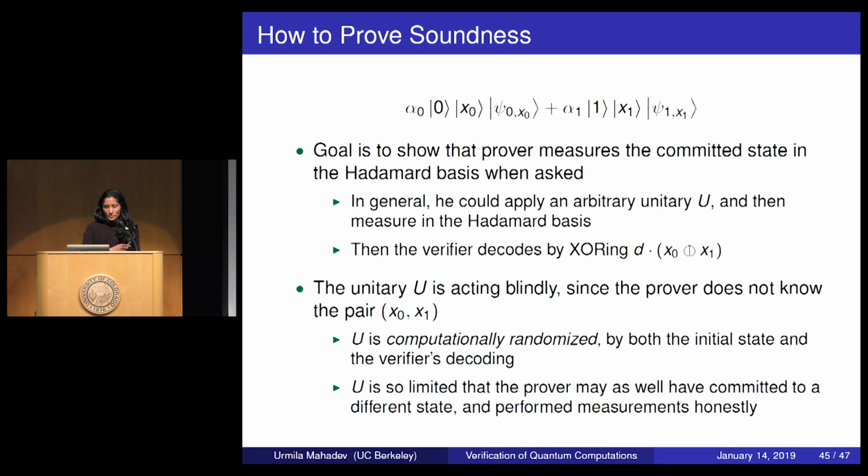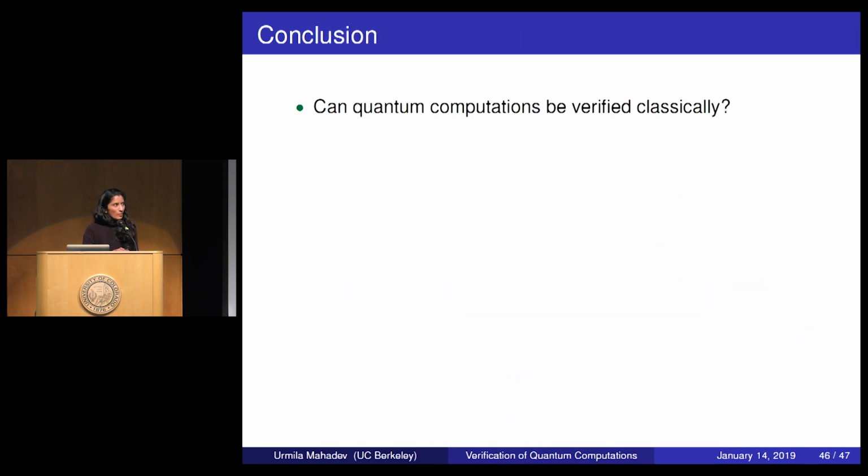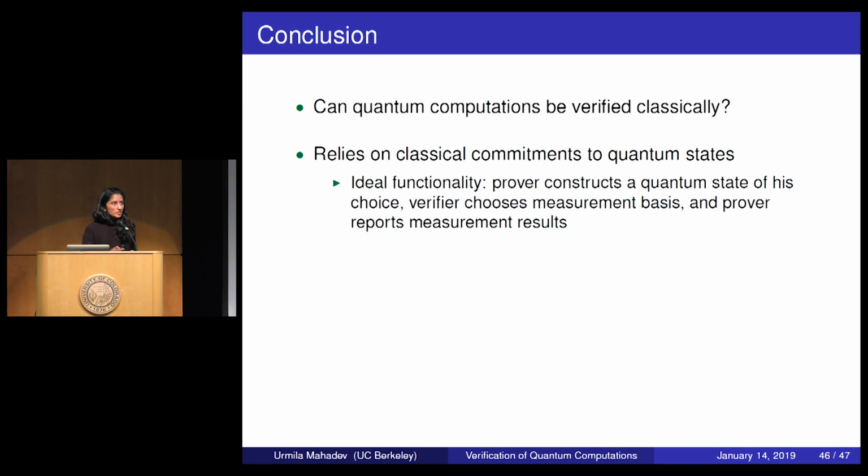Okay, so to wrap up, I focused on the question of whether quantum computations can be verified classically. And to do this, I built something called a classical commitment to a quantum state. And the ideal functionality of this protocol is as follows. The prover should construct a quantum state of his choice. The verifier chooses a measurement basis for each qubit, either Hadamard or standard. And the protocol should force the prover to report the measurement results of the committed state in the basis chosen by the verifier. So the protocol is enforcing non-adaptivity on the part of the prover. He's tied to a quantum state from the beginning, and he can't change his mind.